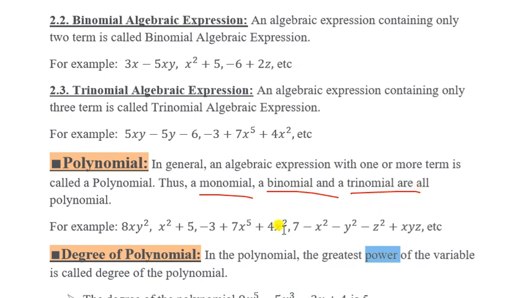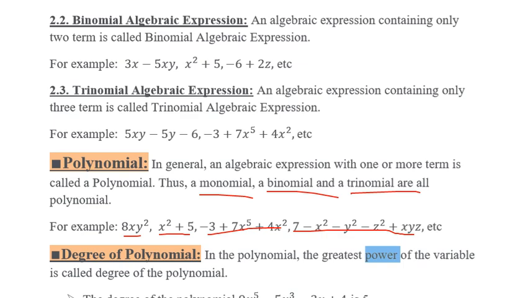Okay. For example, this is a monomial, but this is a polynomial. This is a binomial, this is also a polynomial. This is a trinomial, then also it is a polynomial. But see here, how many terms? 4, 5 terms. So we cannot give any name. So this is a polynomial.